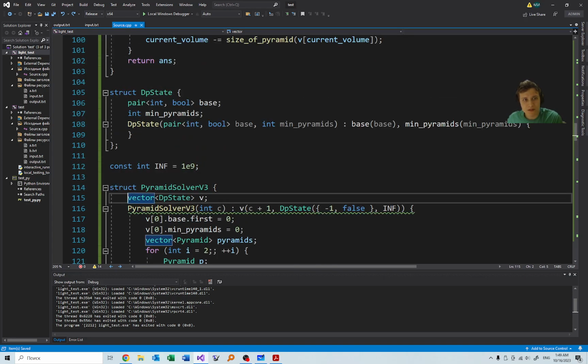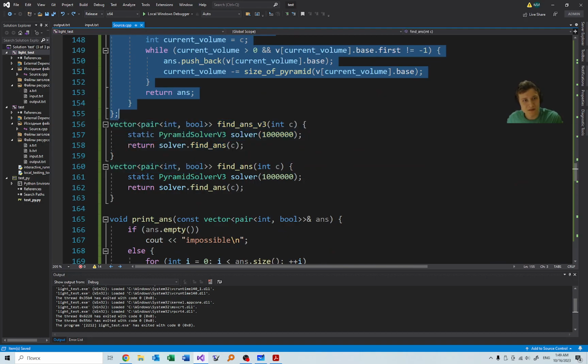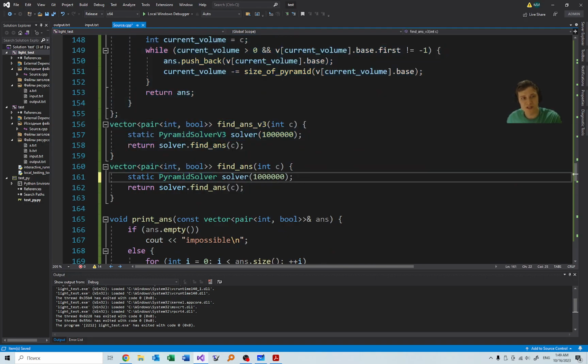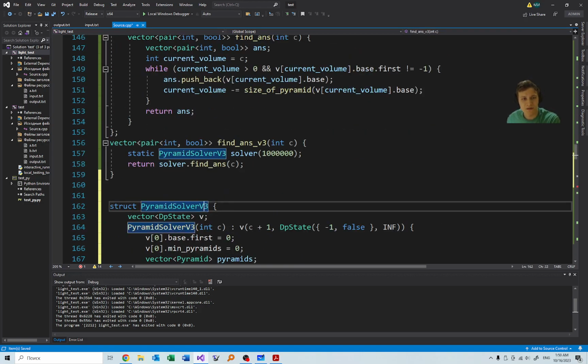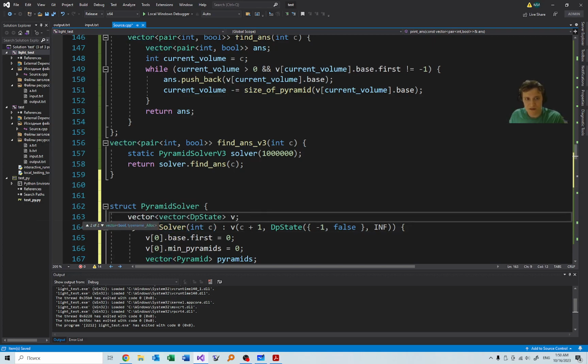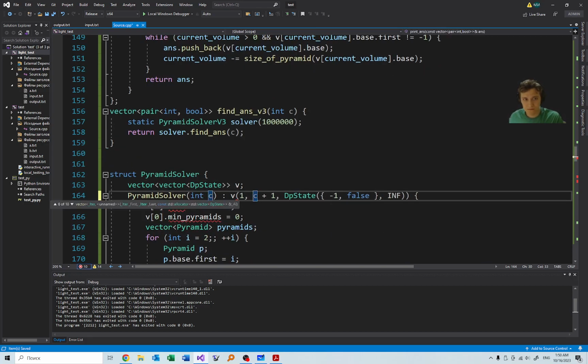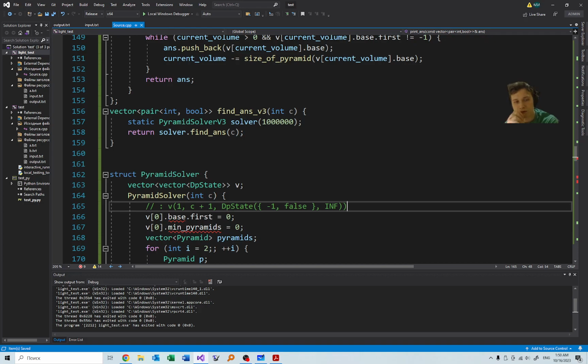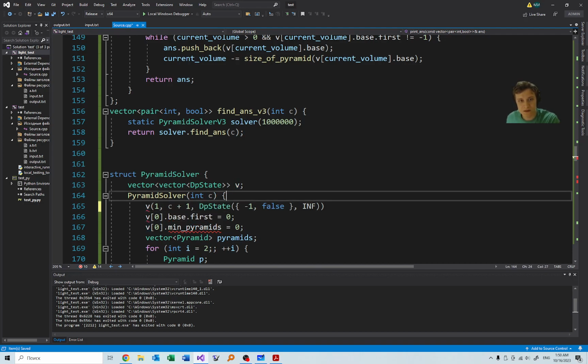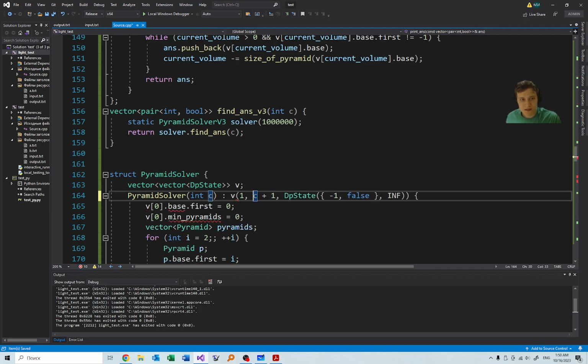So what I want to do now is to fix this struct by creating a new one. So here we will use just pyramid solver. Here we just use pyramid solver. And here is vector DP state. So first of all, 0 pyramids. 0 pyramids. Okay, we can do that. To use 0 pyramids, we need 1 and vector DP state of this.